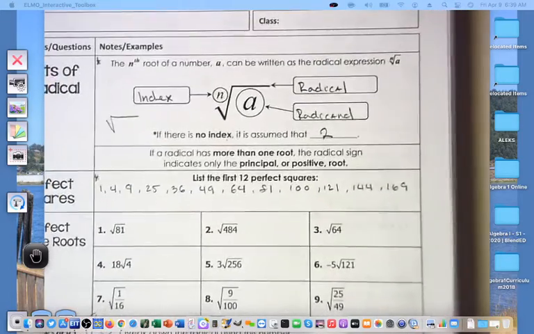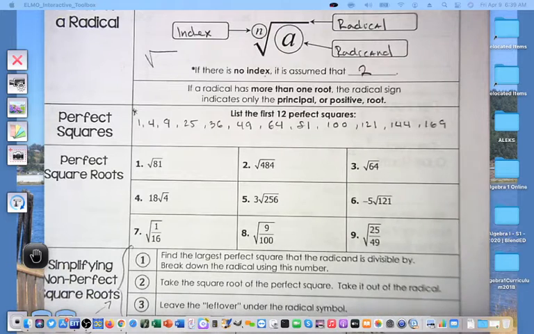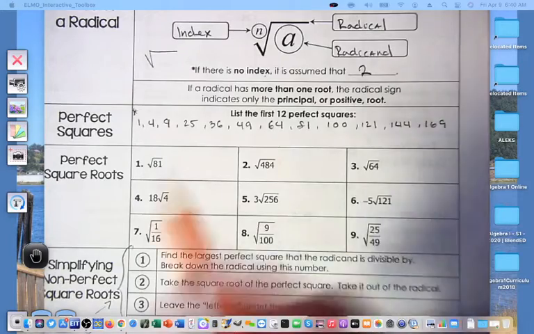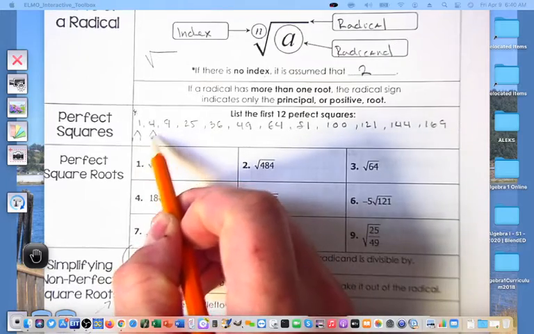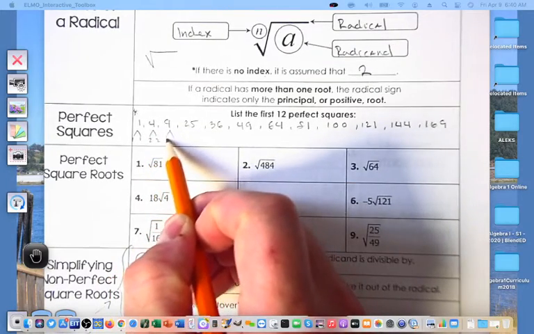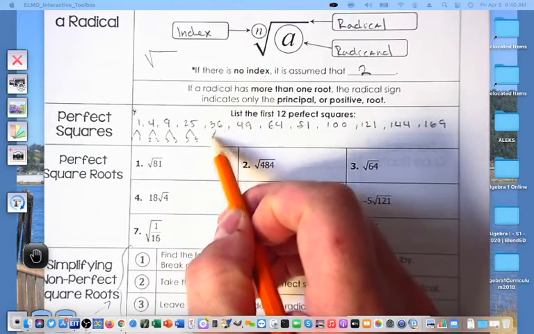Now, the note-taking guide takes an interesting method to solving these, and I'm going to go ahead and use it on 1 through 9 to demonstrate some basics of breaking these down. But they had me list the first 12 perfect squares. Now, perfect squares are going to be numbers that break down into perfect doubles. So 1 times 1 is 1, 2 times 2 is 4, 3 times 3 is 9, 5 times 5 is 25. Let's just keep this going because we don't have all of them.